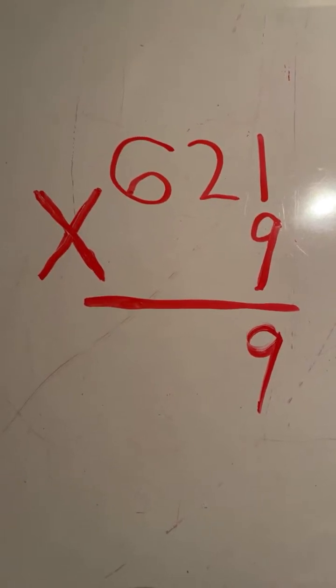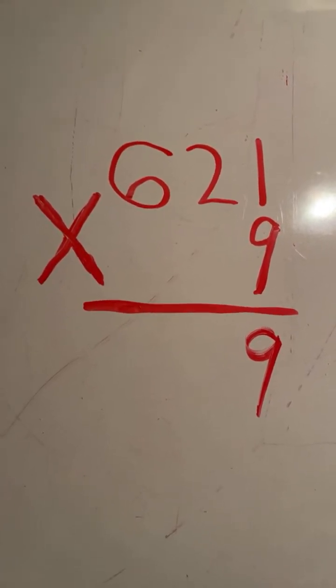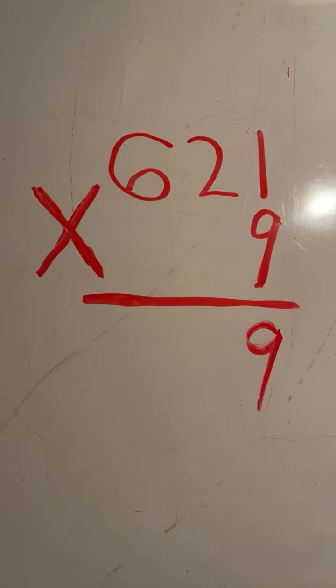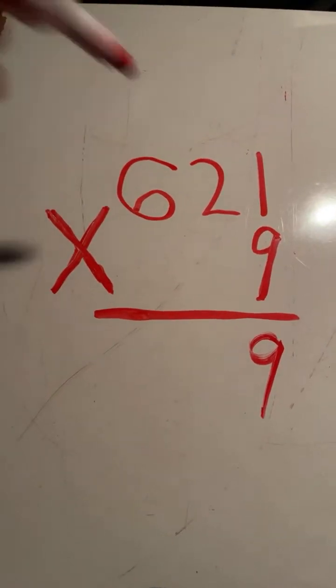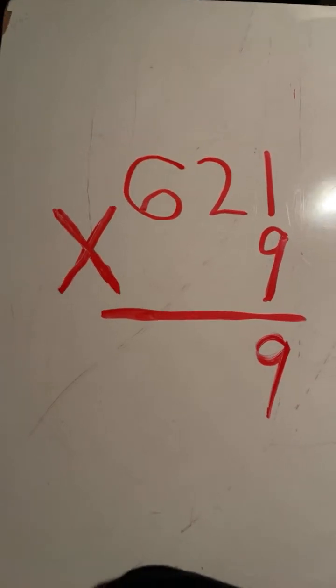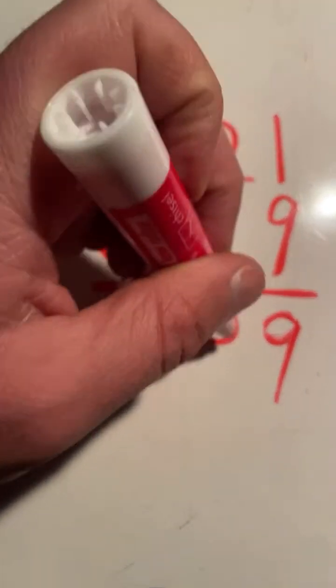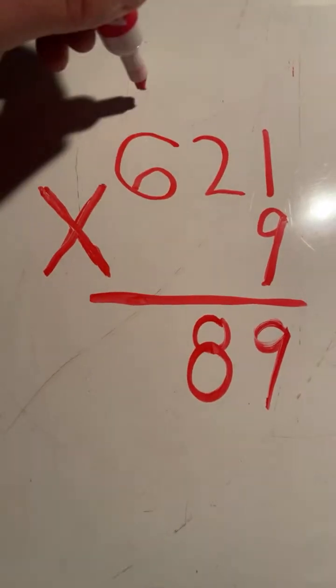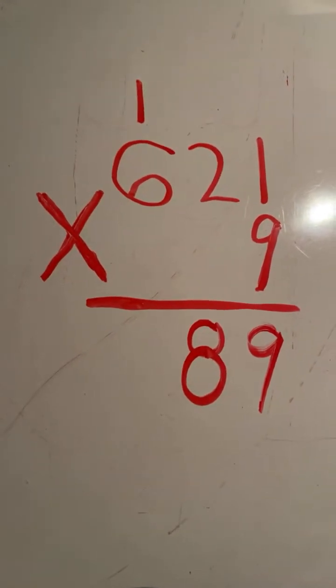We only regroup when our product is 10 or more. 2 times 9 equals 18. So there we are going to need to regroup. So the 8 in 18 is going to go in the tens place. The 1 is going to get carried over to the hundreds place.